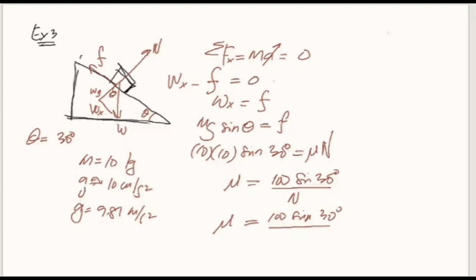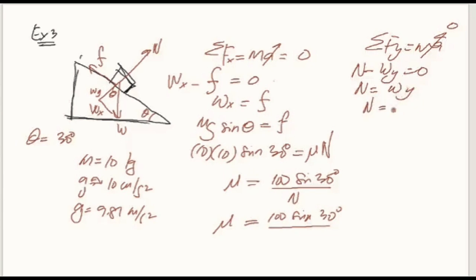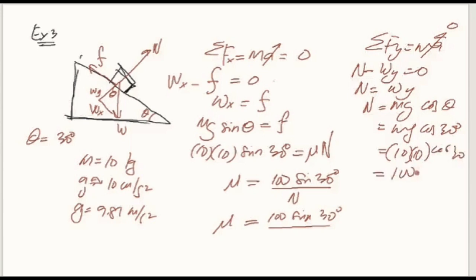So the summation of Fy equals ma, which equals 0. So N minus Wy equals 0. So N is equivalent to Wy, which is mg cos theta, so mg cos 30. The mass is 10, multiplied by 10 cos 30 degrees. So you get 100 cos 30. So N is here, and you can plug the value for N inside here. So what you get here is 100 cos 30 degrees.